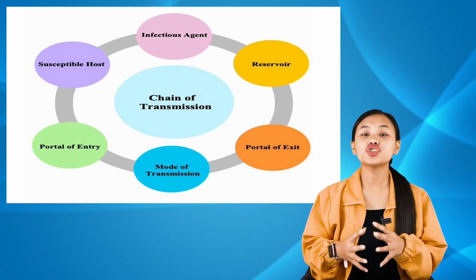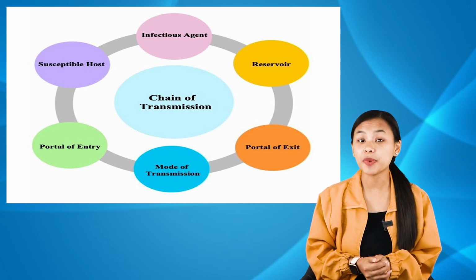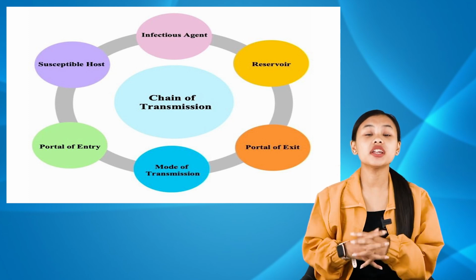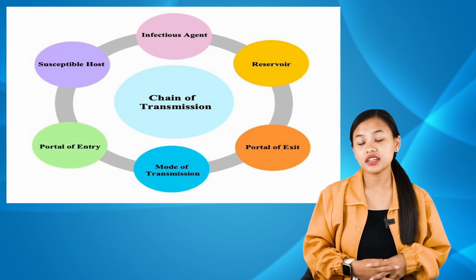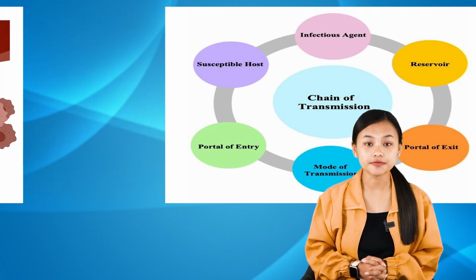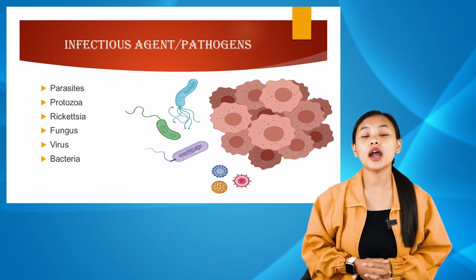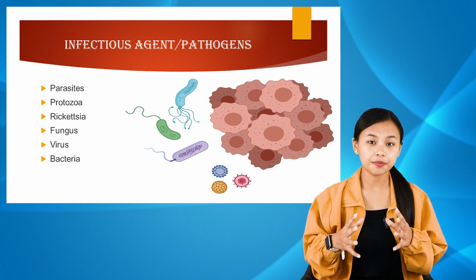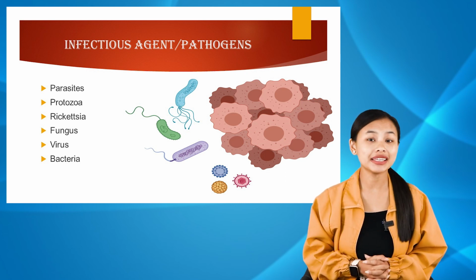So these are the chain of infection, and infection develops especially when this chain is not interrupted. Which means if this chain is intact, then it can easily lead one to suffer from various infections. So how can we prevent this infection? We can do it by breaking this chain. Now let us discuss this chain of infection in detail.